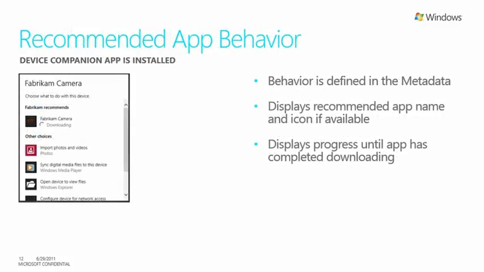So some of the other things you can do are add recommended app behavior. Using the device metadata, you can provide a recommended app name, as you, the manufacturer, choose. You can also add your own companion app as the recommended app. And this would be the dialog that you get, and it displays the progress of the app download until it's completed.